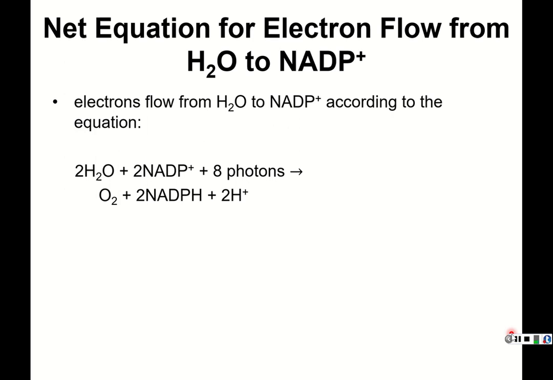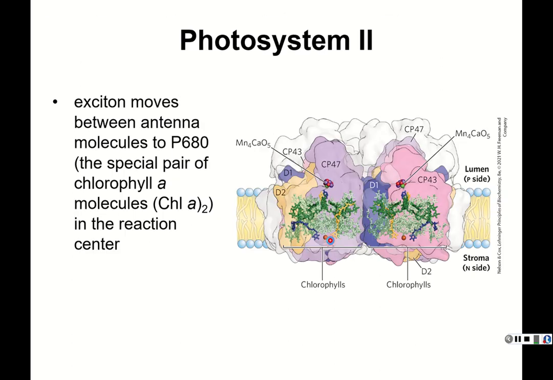Our net equation for electron flow from H2O to NADP plus, we've seen this before, but we didn't have the number of photons in there. Two waters have to be oxidized to make one O2 molecule, and by doing that we get two NADP pluses going to two NADPHs. We have a total of 8 photons required for this process. So that's just some bookkeeping to keep in mind.